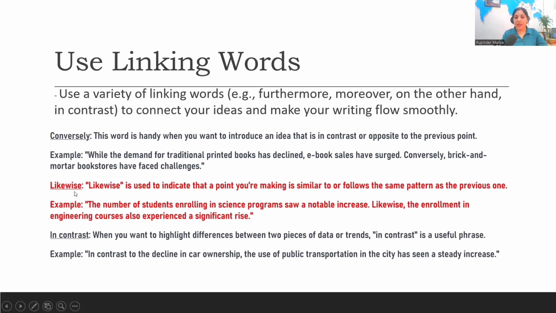Then likewise indicates that a point you are making is similar to or follows the same pattern as the previous one. For example, the number of students enrolling in science programs saw a notable increase. Likewise, the enrollment in engineering courses also experienced a significant rise. Then, in contrast, when you want to highlight differences between 2 pieces of data or trends. Example is here, like in contrast to the decline in car ownership, the use of public transportation in the city has seen a steady increase.